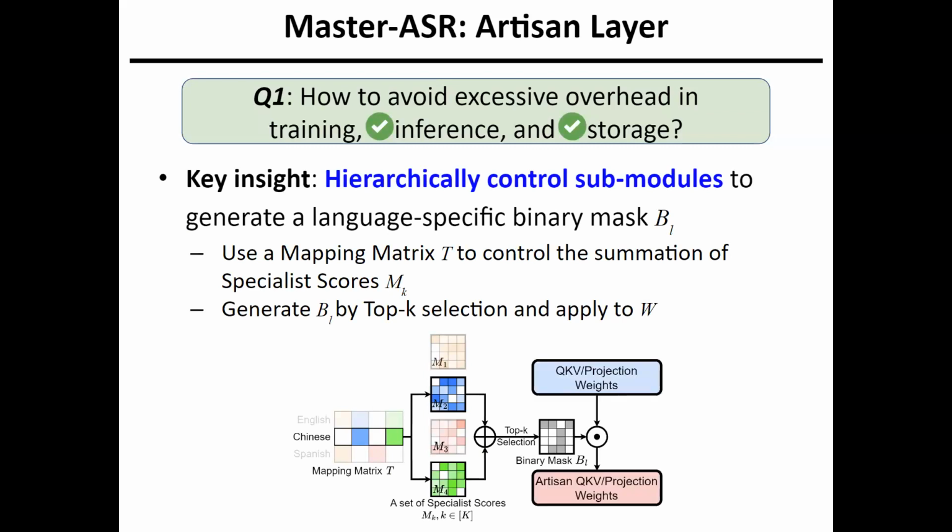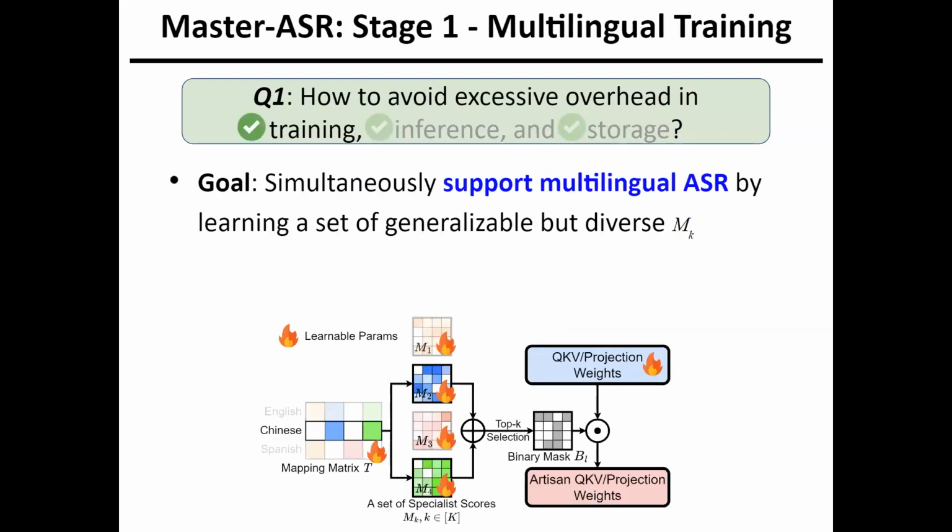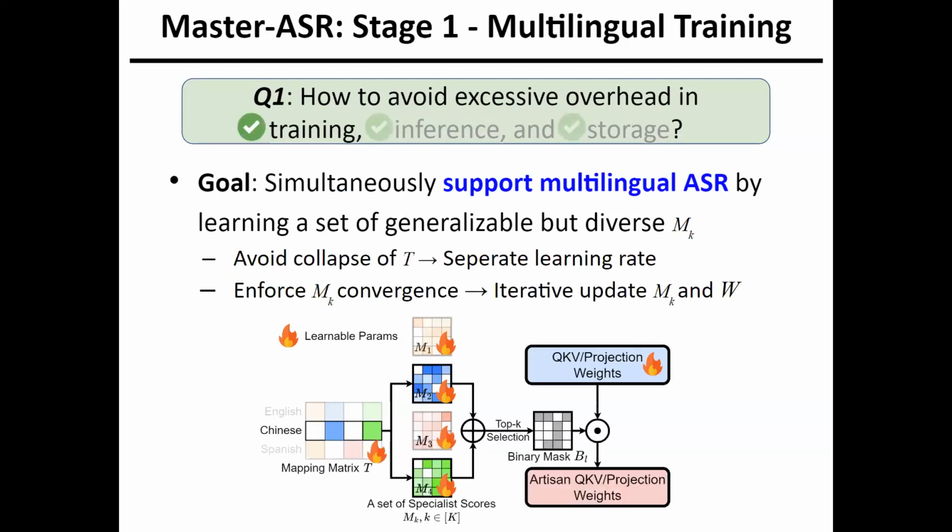Then, in our training stage 1, multilingual training, we aim to avoid excessive overhead in training by simultaneously supporting multilingual ASR by learning a set of generalizable but diverse specialist scores. We achieve this by avoiding the collapse of the mapping matrix with a separate learning rate, and enforce specialist score convergence by iteratively updating specialist scores and model weights.